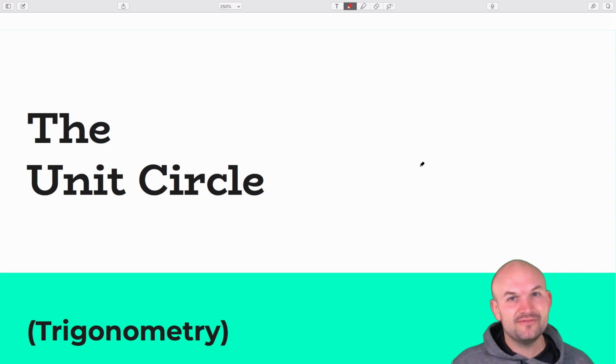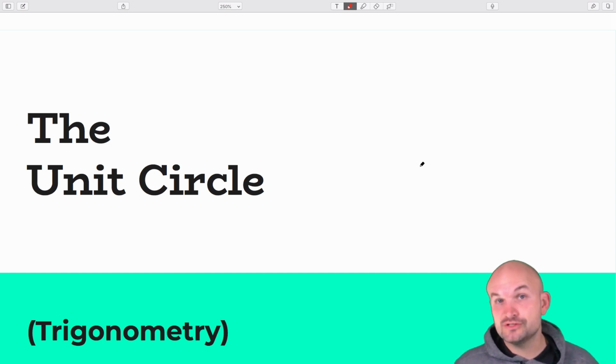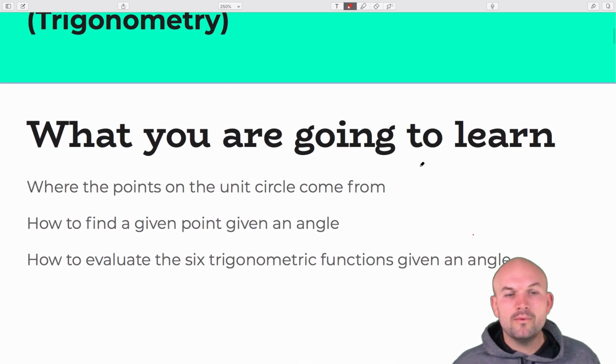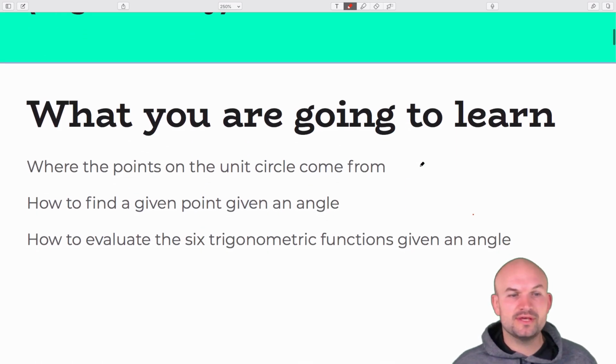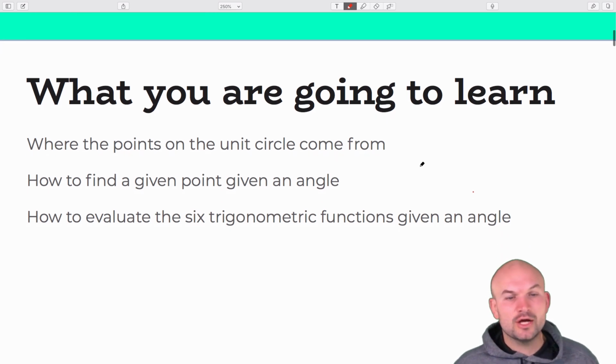And this is a very, very important lesson because from this lesson on, we are going to be referring to the trigonometric functions most often using the unit circle and no longer with triangles. So basically we're going to cover where the points on the unit circle come from, how we find a point on the unit circle given an angle, and how we can evaluate the 6 trigonometric functions given an angle.